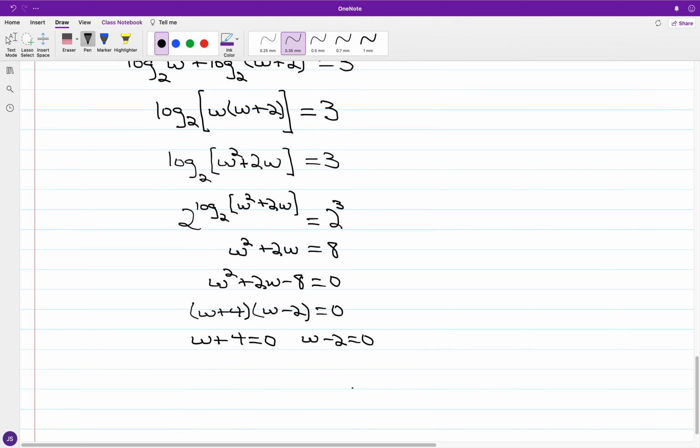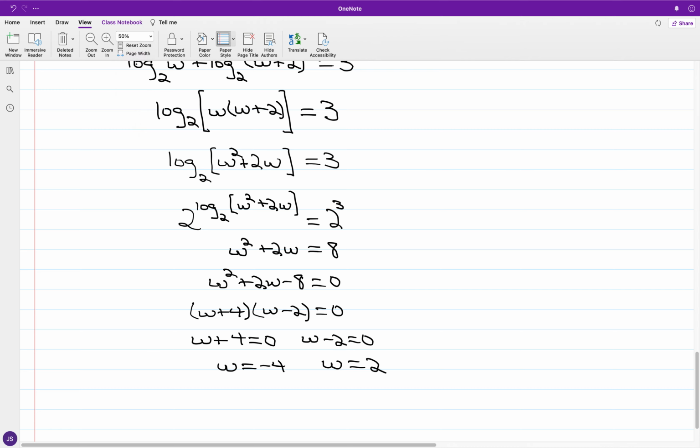And as for what we have in the case of w plus 4 equal to 0, we have that w is equal to negative 4. We have that w is equal to 2. Now looking at what we have with the restrictions.